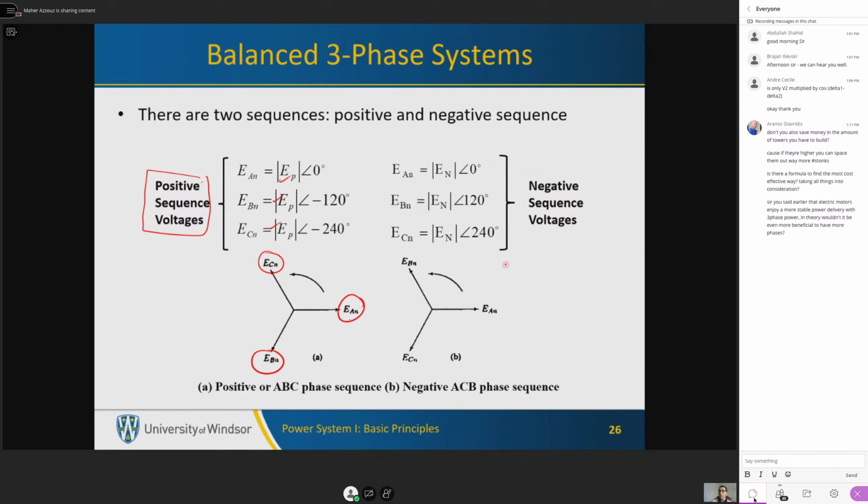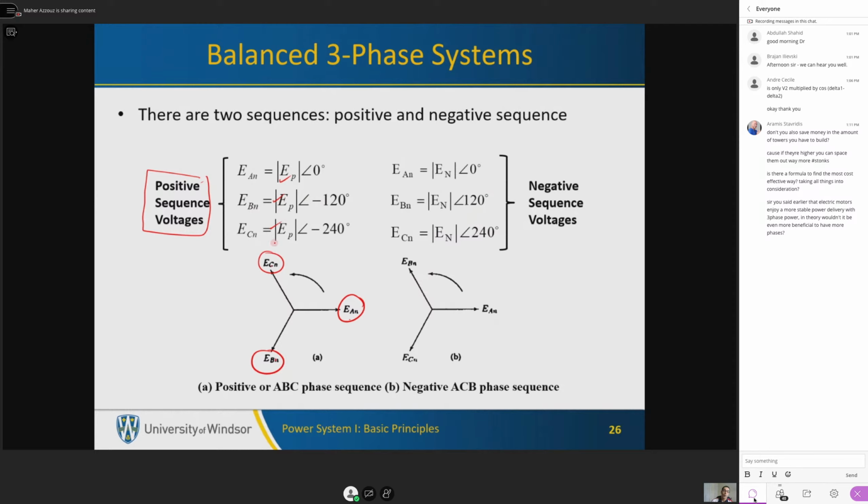We have another sequence, which is called the negative sequence. Again, the voltages have the same magnitude, but the shift is different. Like here, we have phase B leading phase A, and phase C lagging phase A. So if you look here, phase B in the positive sequence has an angle of negative 120, but in the negative sequence, it has a positive angle.